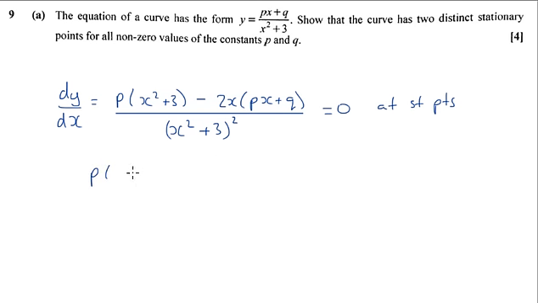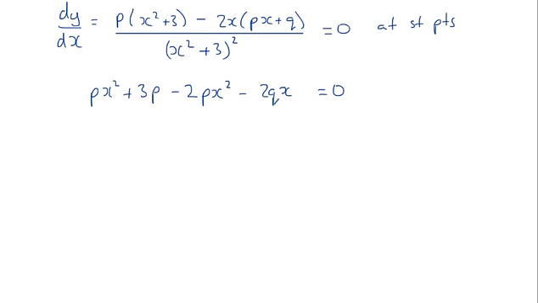We can write down, and in fact I'm going to expand the brackets as well, so we've got px squared plus 3p minus 2px squared minus 2qx, and that needs to equal 0. So if we tidy that up, px squared take away 2px squared is going to be negative px squared minus 2qx plus 3p equals 0.